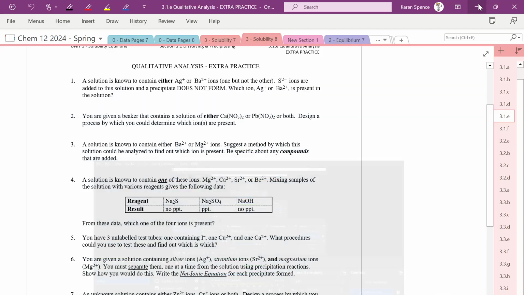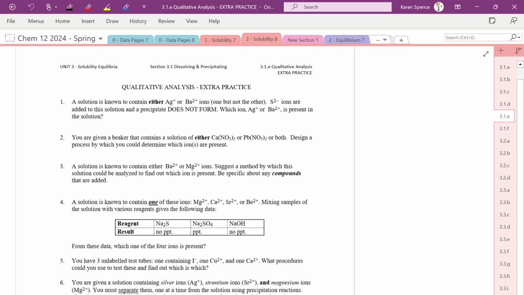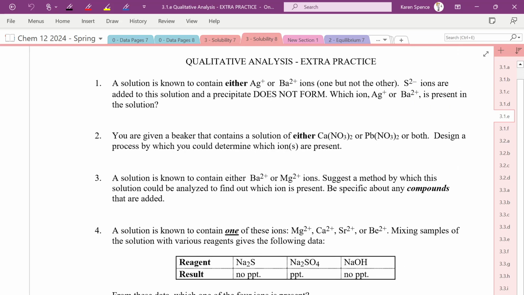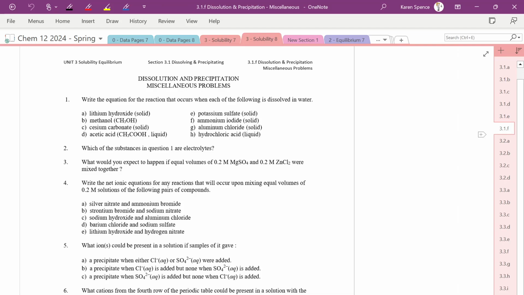Okay. In order to practice for it, you will want to study 3.1e. And some of the questions are different than other questions, so go through the whole thing, okay? And 3.1f. So 3.1e gives you qualitative analysis questions.